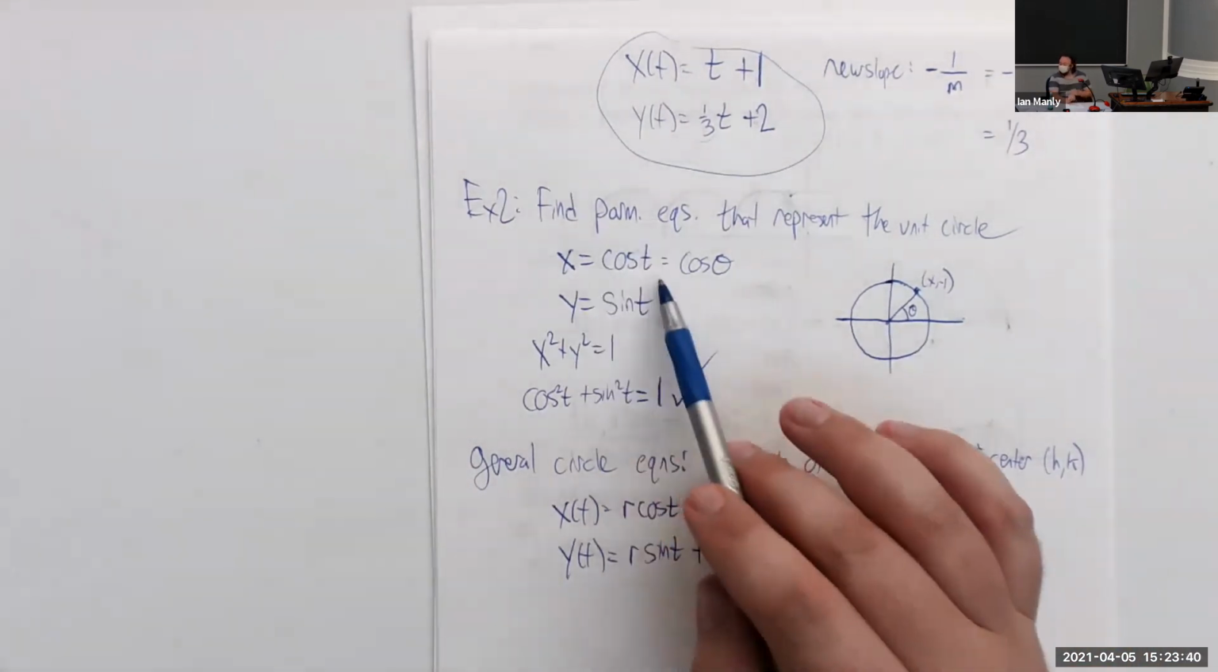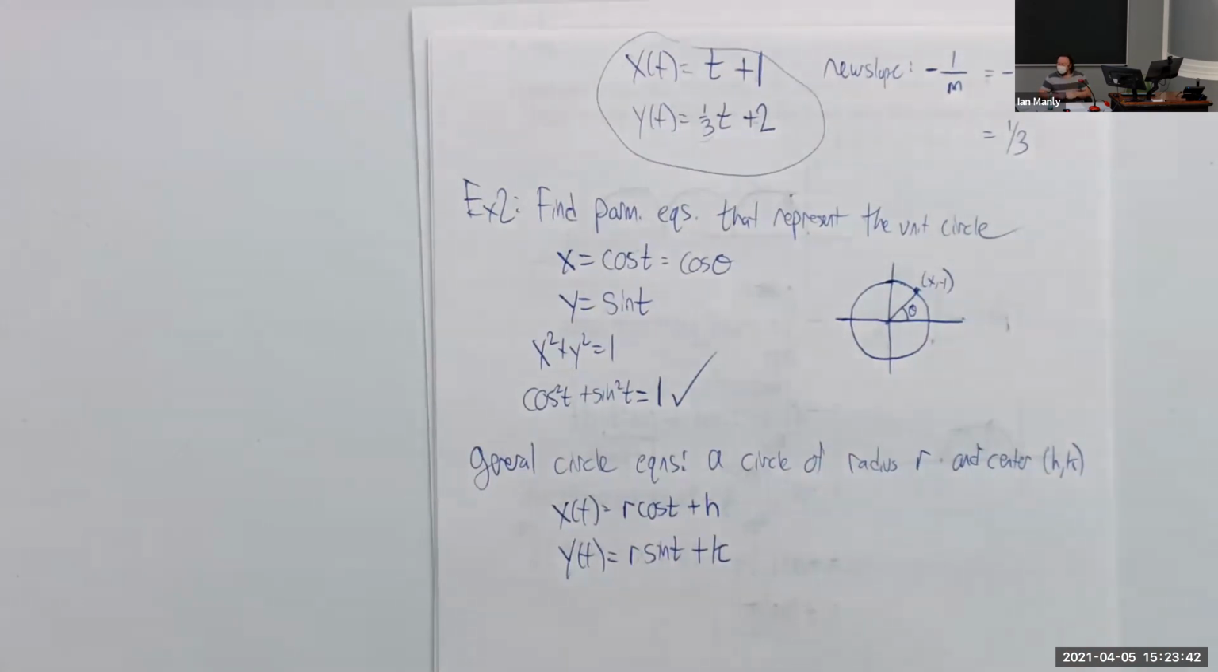So that's where we get the parametric equations for our circle here. Should we memorize this? Yeah, that'd be a good idea. I would definitely remember this.